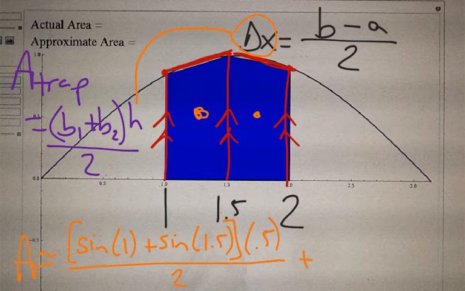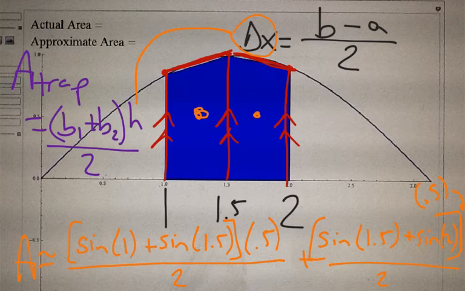And then, once again, we're going to do that same process for this other trapezoid, so we're going to get sine of 1.5 plus sine of 2, all of that times 0.5, which I can't even fit because I wrote so carelessly here. Put that in over there, and then divide by 2.